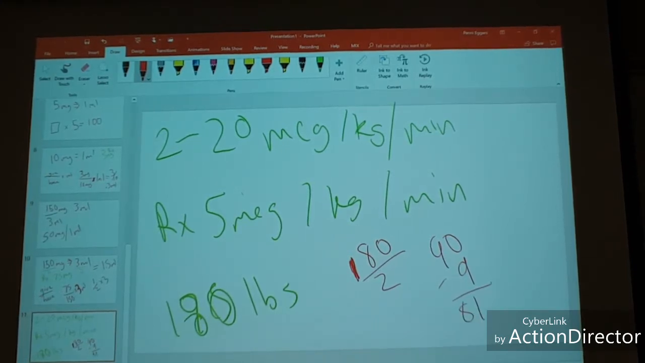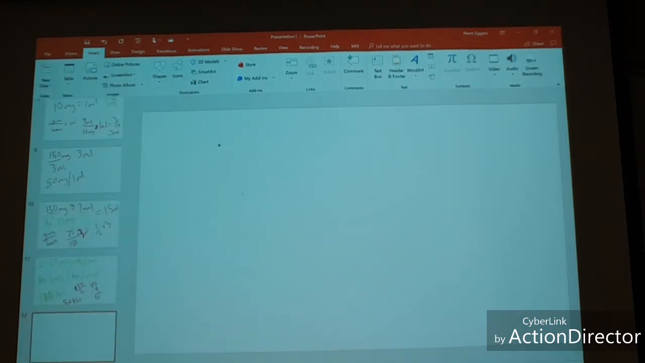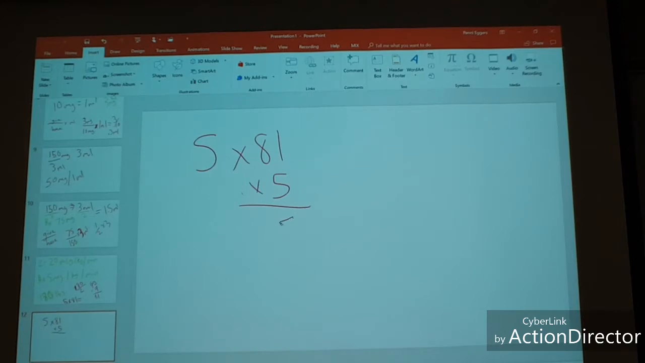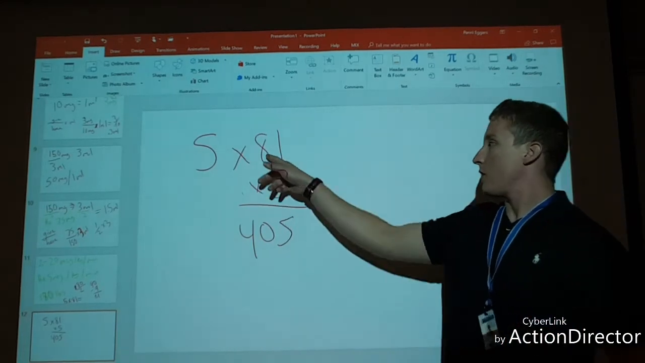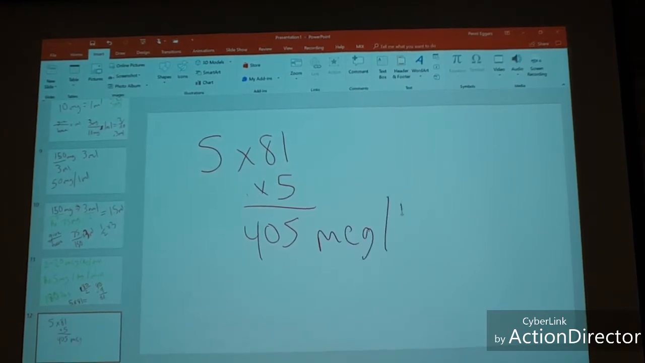That's fine and dandy, right? I found out my kilos. Now I gotta do 5 times 81. That equals what? 405. Let me make a new slide so we can see it. 5 times 81. I like doing it this way. 5 times 1 is 5, 5 times 8 is 40, so 405. Okay, cool. I gotta get 405 micrograms per minute.